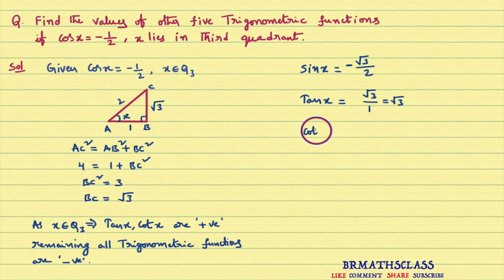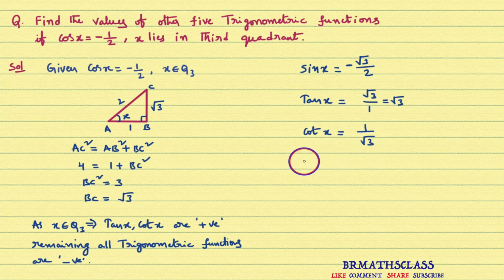Now I'll write cot x. As per the definition, cot x is defined as adjacent side by opposite side. The adjacent side is 1, divided by the opposite side. What is the opposite side? Opposite to x is root 3. Is cot x positive or negative? As they mention x lies in the third quadrant, and in the third quadrant cot x is positive, so here we will write the plus sign only. That is, cot x is 1 divided by root 3.